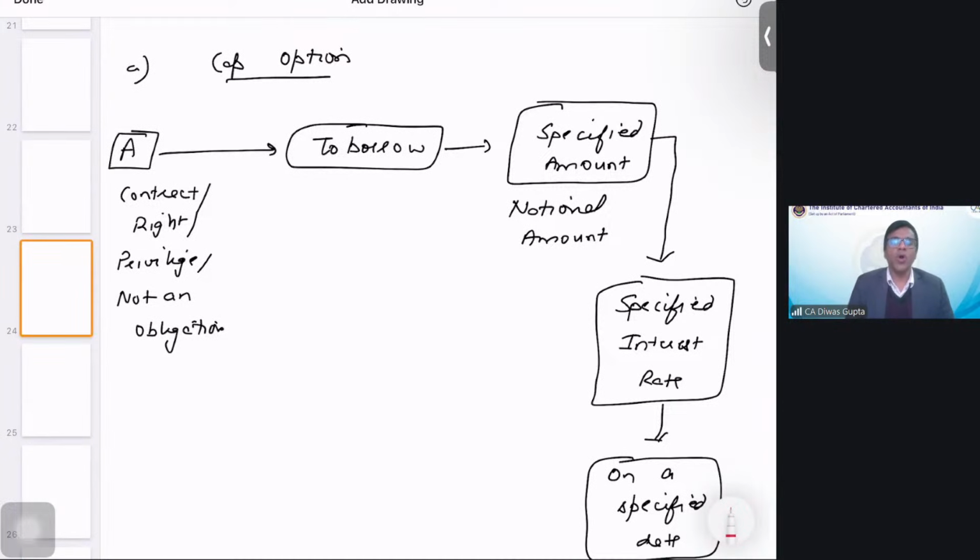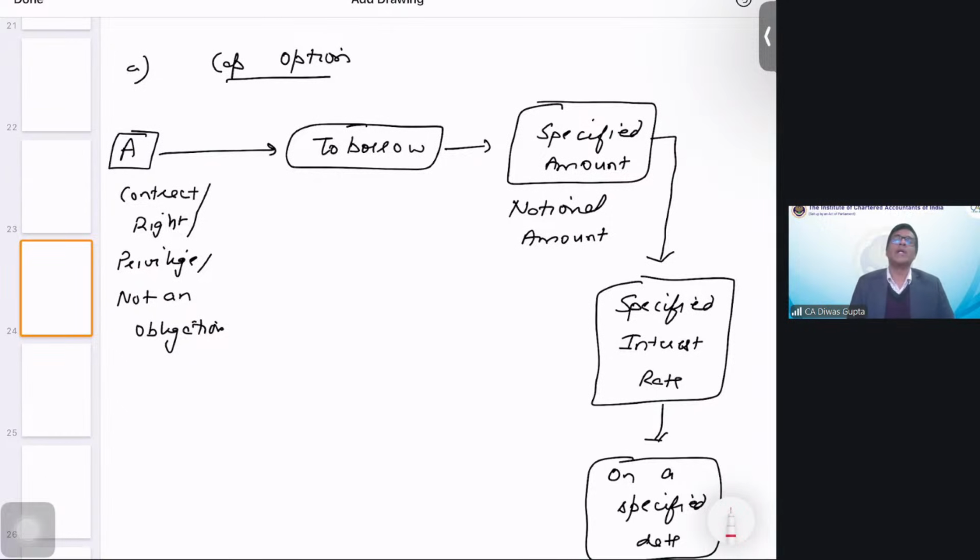So the call option, sorry, cap option. Let's say A is a contract. Okay, A is a contract. Let's say a right, a privilege, but it's not an obligation. Again, we are repeating the discussion that we have had on the options in futures, options in derivatives, right? This is an interest rate option that we are talking about.